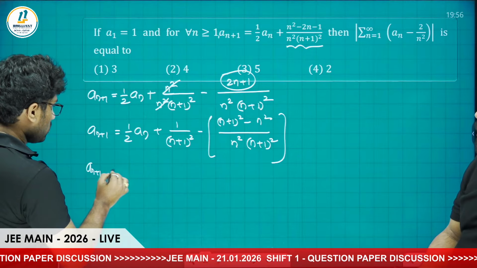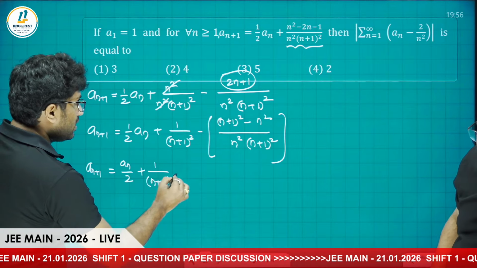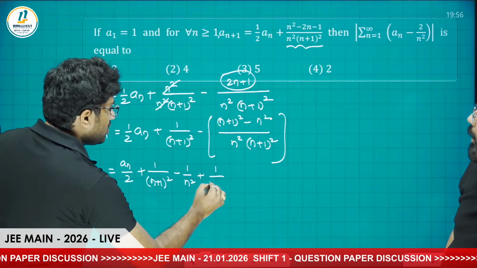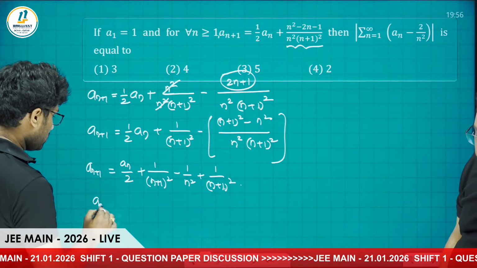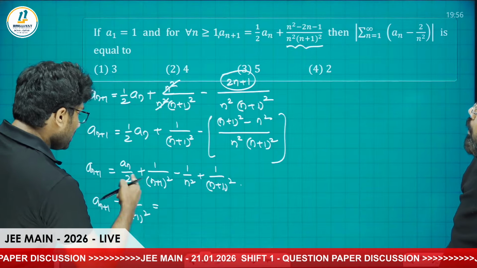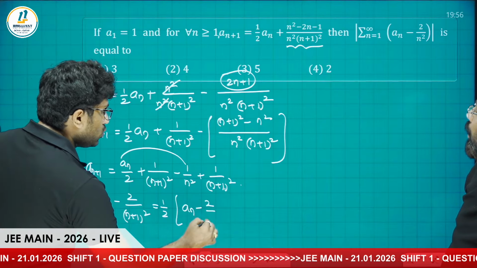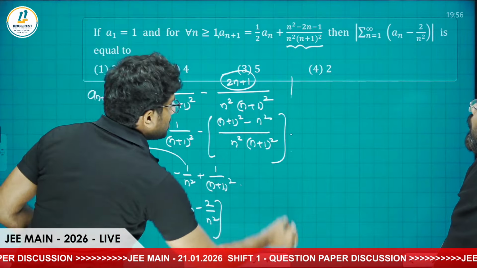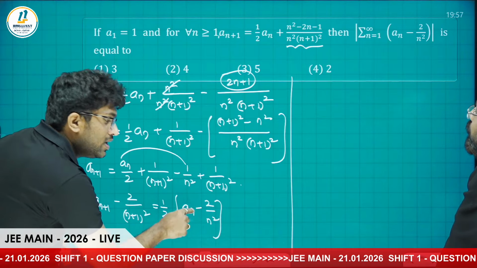Now a(n+1) is equal to a(n) by 2 plus 1 by (n plus 1) whole square minus 1 by n square plus 1 by (n plus 1) whole square. 1 by (n plus 1) whole square, 1 by (n plus 1) whole square. Let's take this to the other side: minus 2 by (n plus 1) whole square. If I take a(n) by 2 as LCM, half into (a(n) minus 2 by n square), so that I have got my required term. Now if you observe the relation here, a(n+1) minus 2 by (n plus 1) whole square is equal to half into (a(n) minus 2 by n square).